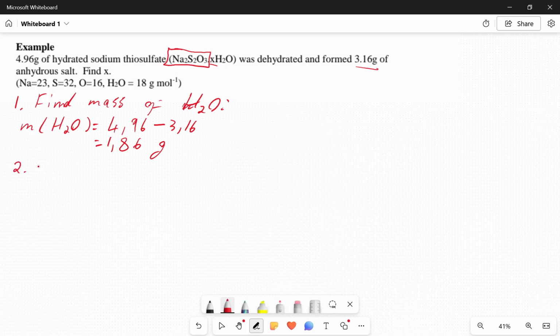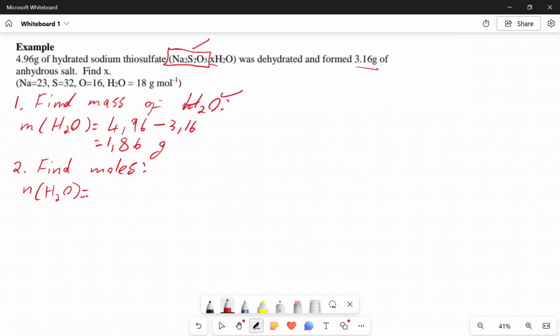The second step is going to be finding the number of moles. Okay, how do we find the number of moles? We find the number of moles by saying N, but in this case, I'm going to find the number of moles of this H2O and also this anhydrous, which is Na2S2O3. But I'll start with water. So I'm going to find the number of moles of water.